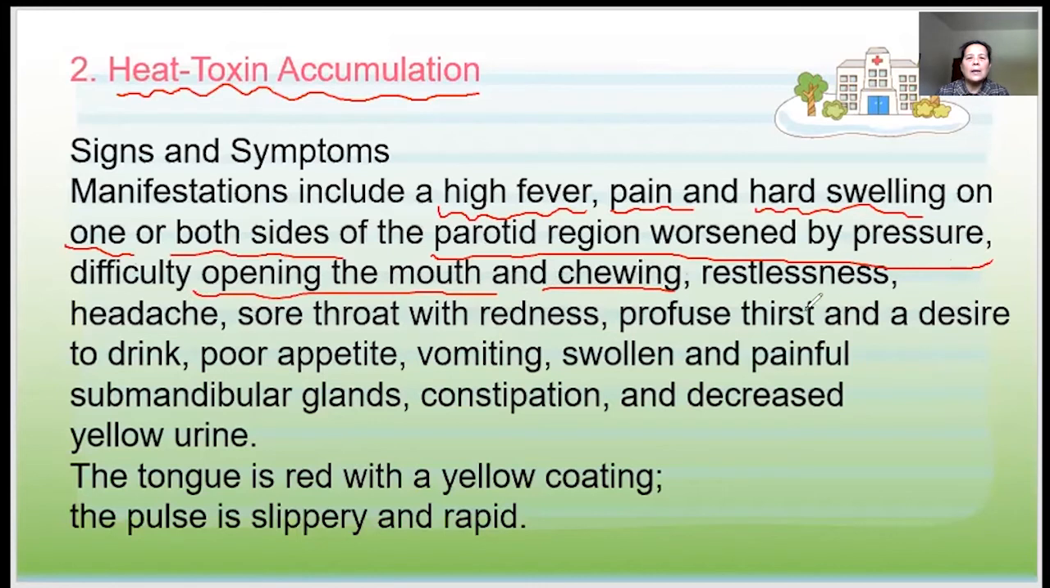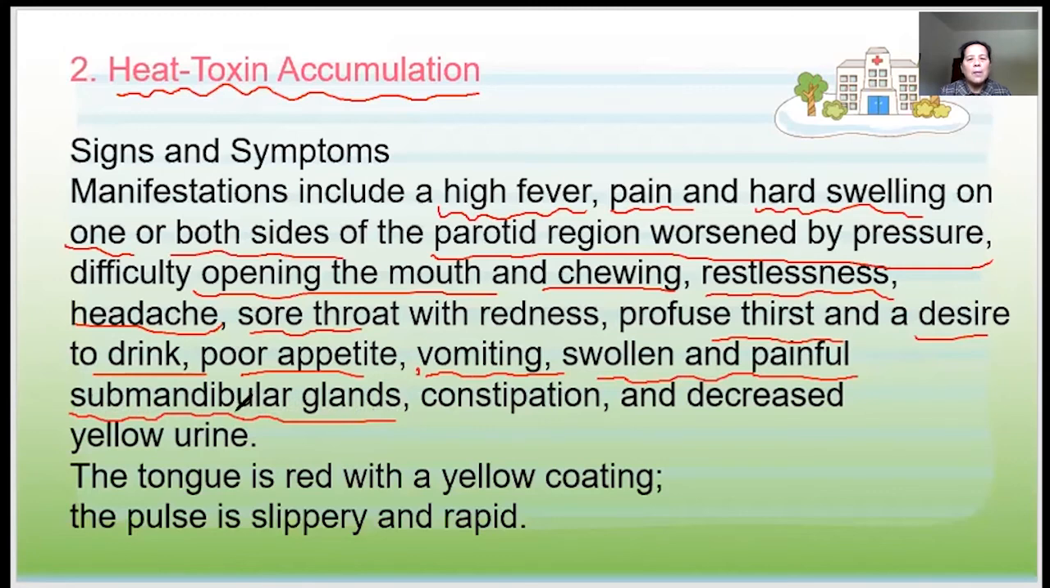With more heat inside, the patient is more restless and can have headache, sore throat, and thirst, liking to drink cold water. So that's more severe heat going deeper into the body. There is still poor appetite and maybe vomiting, which means heat combined with some phlegm. And locally, the parotid gland is swollen and painful, and it can also infect the other side, and multiple glands are still possibly swollen and painful.